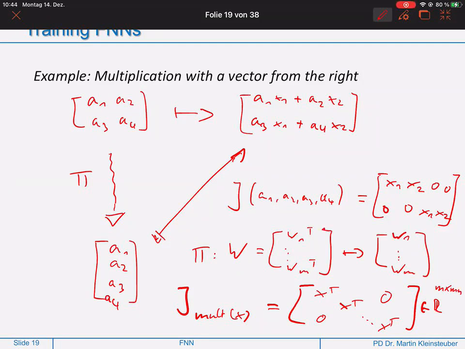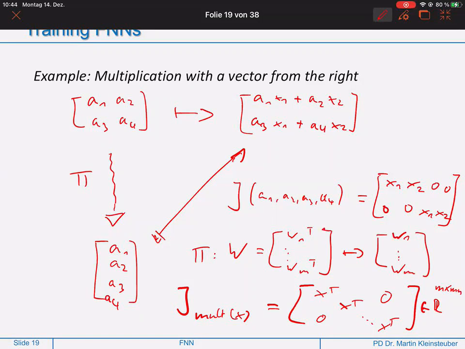So Martin, just one small question. Again, one question from the student: if W is the variable, then why not mult of W? Maybe we can write W in the subscript, to show that it is the parameter of the function, because the notation is still not clear.